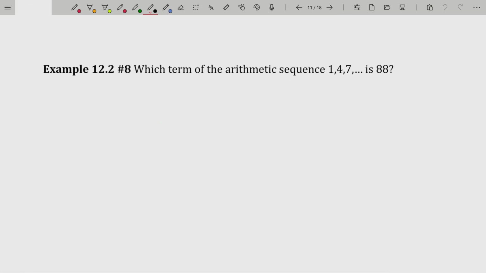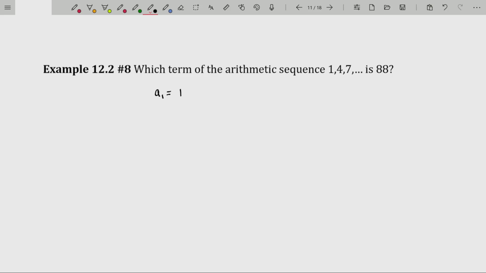And now we're to the last question in this specific video, which is just all about arithmetic sequences. We will deal with partial sums of them in the next video. That's a whole different beast. But for now, this is a really cool question. If you have an arithmetic sequence defined by 1, 4, 7, and so on and so forth, the question is, which term is 88? In other words, what is the n value? What's a sub n equal to 88?